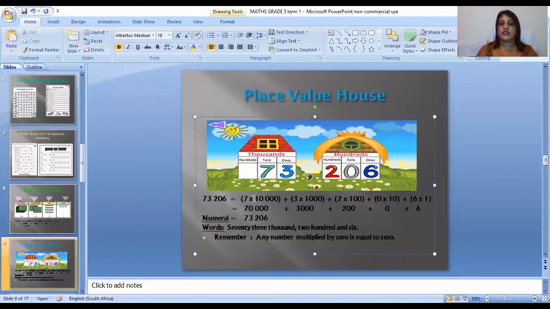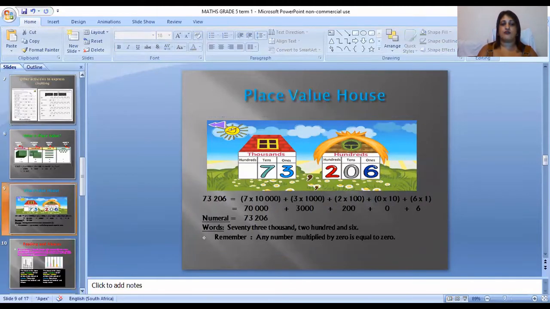Right? So remember that when you are doing it. Always do it this way. Expand your number, understand what each value is, write it in the full numeral form, and then you must learn to write it in words. And always remember here, any number multiplied by 0 is always equal to 0. Right? So I hope you understood this place value house and how we read it.